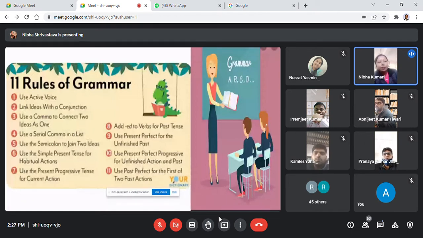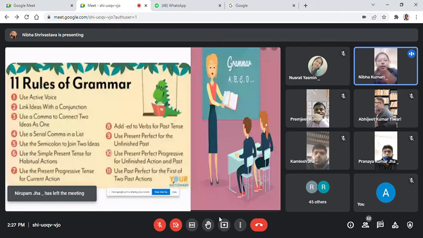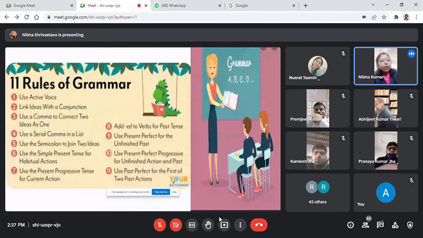Use present perfect for the unfinished past, meaning work which has been started in the past but is unfinished and still going on. The effect is still there. So in that case, we use present perfect tense. Then present perfect progressive for an unfinished action in the past.